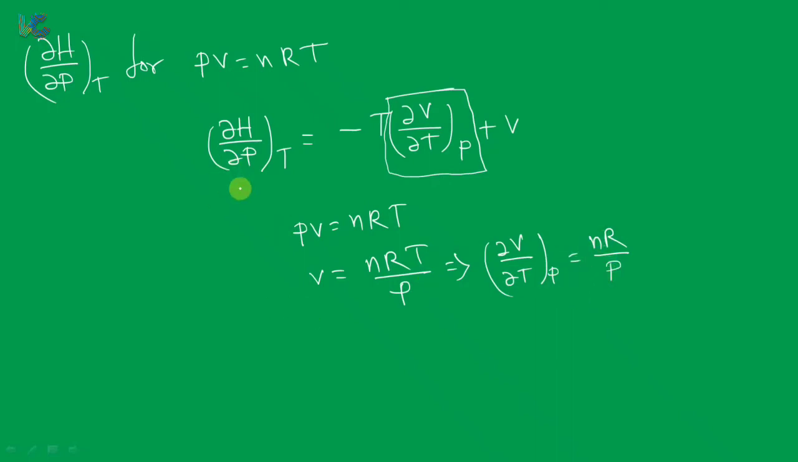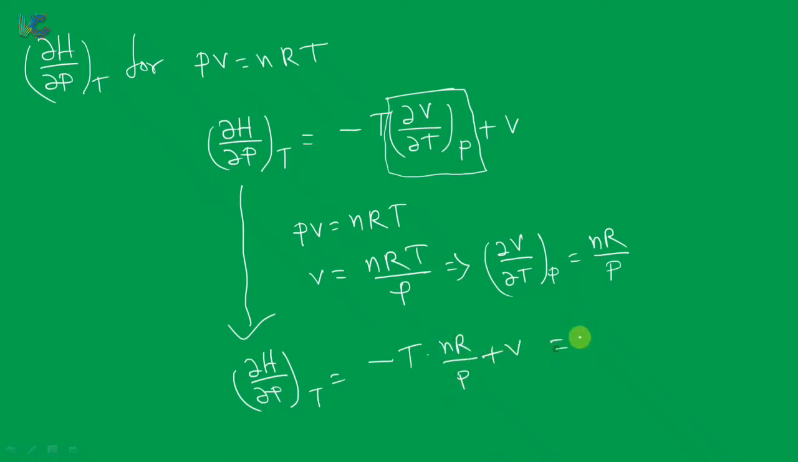Fine. So in this equation you put this value. So you will get del H del P at constant T is equal to minus T into nR by P plus V.